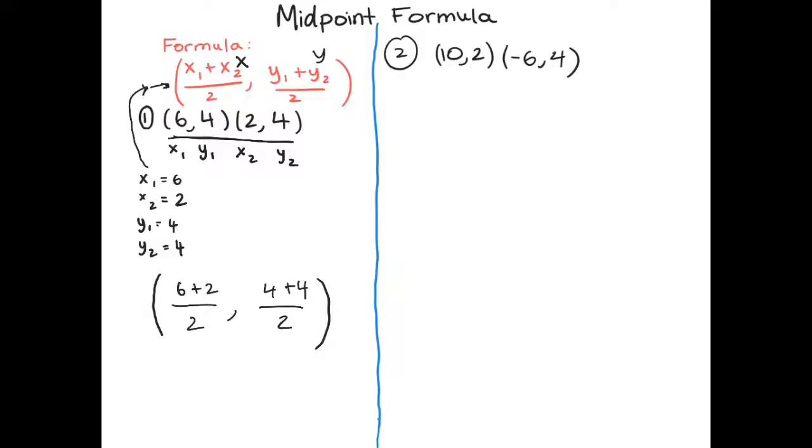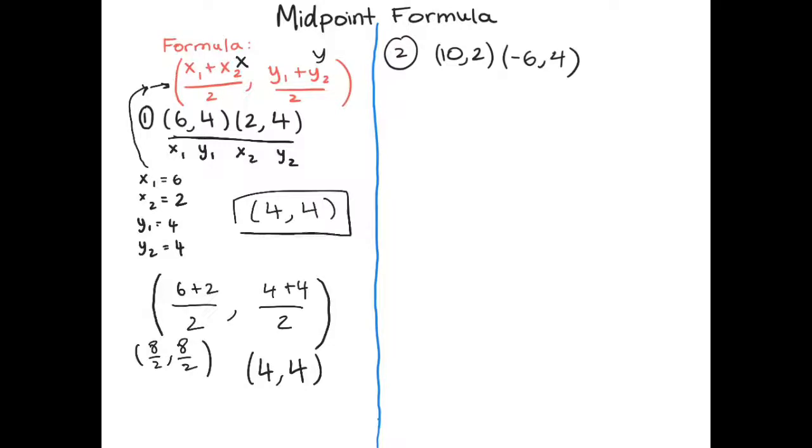Now we'll simplify this. We've got 8 over 2, comma, 8 over 2. And 8 divided by 2 is just 4, so our two values will be 4. Our final answer is 4, comma 4. That is our final answer, and that will be the midpoint of our line.